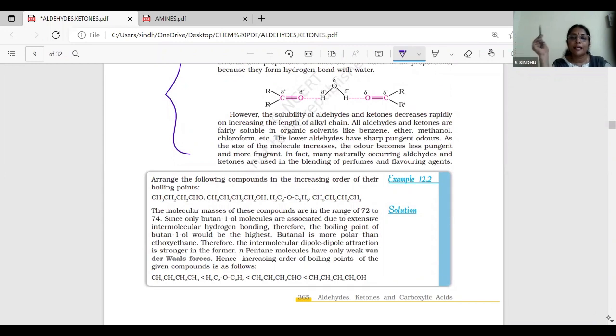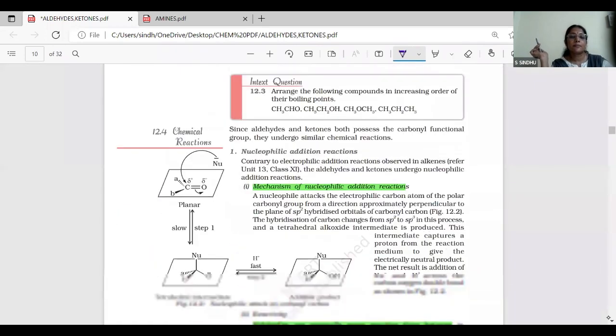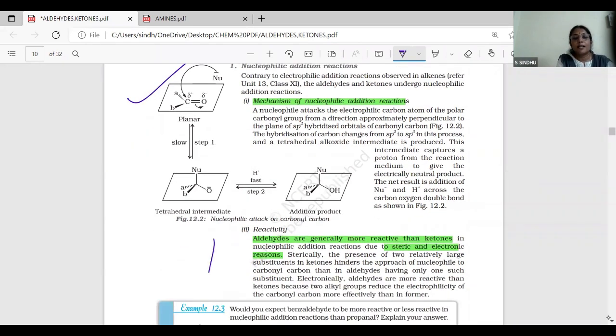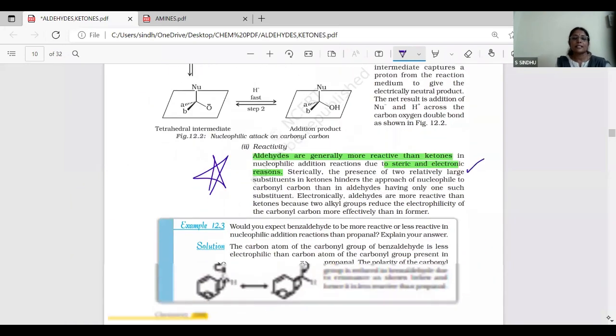So arranging in order is one of the main sure questions in the organic part in board exams. And the main reactions are the nucleophilic addition reactions. So a reasoning question that always comes in is why aldehydes react more in nucleophilic addition reactions than ketones, with both points, steric reasons and electronic reasons. And this is one question, is it not?